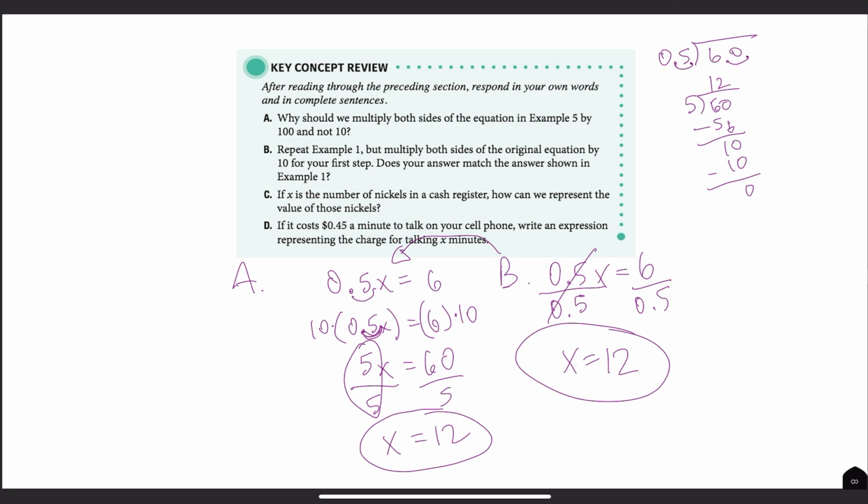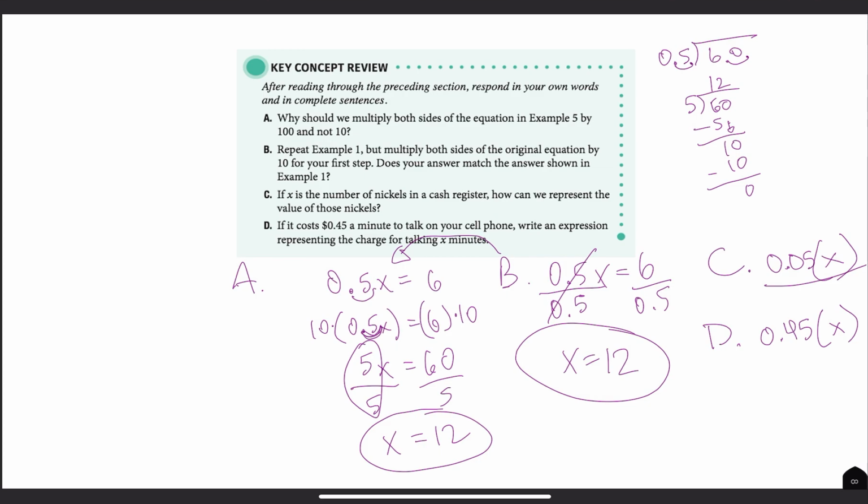Okay, let's look at C. If X is the number of nickels in a cash register, how can we represent the value of those nickels? If X is the number of nickels, the value of those nickels is 0.05 times the number of nickels. All right, let's look at D. If it costs 45 cents a minute to talk on your cell phone, write an expression representing the charge for talking X minutes. It's 45 cents per minute. So then 45 cents times X would be an expression for the price for talking X minutes.